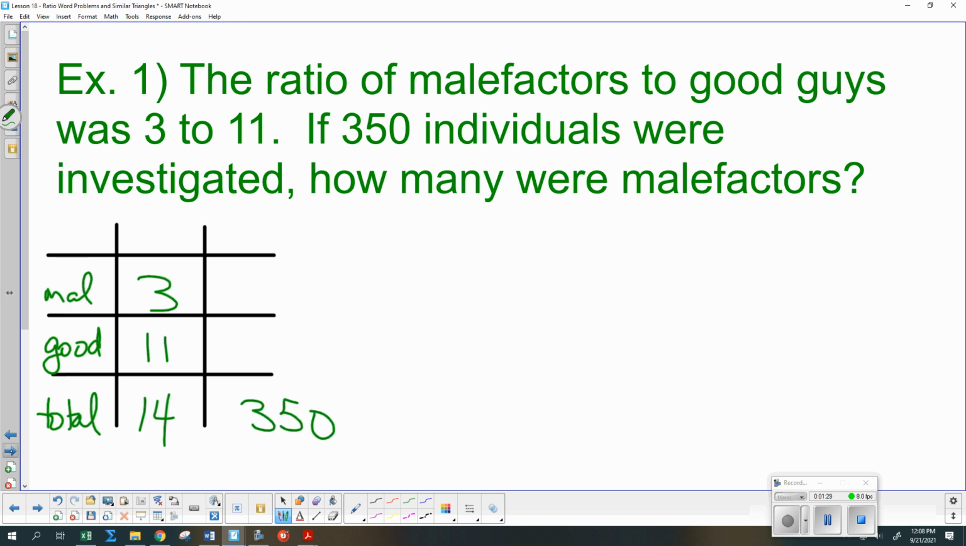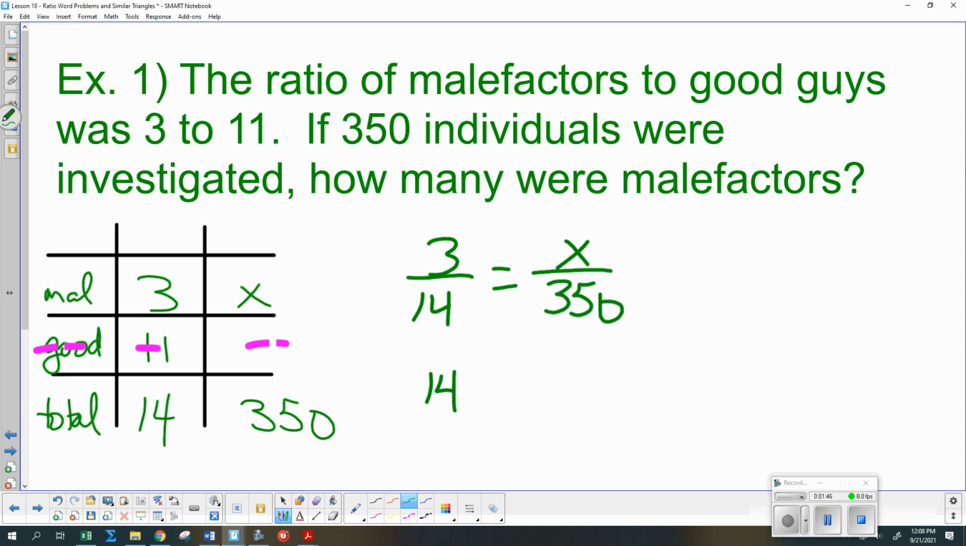And then we want to know how many were malefactors. So we really do not need this middle row. We can forget about it. And we can then simply write down 3 over 14 equals x over 350. So we do our cross product. 14x is 3 times 350.